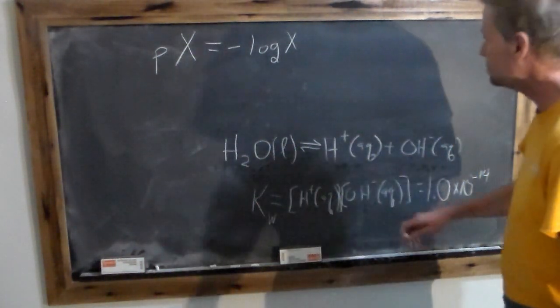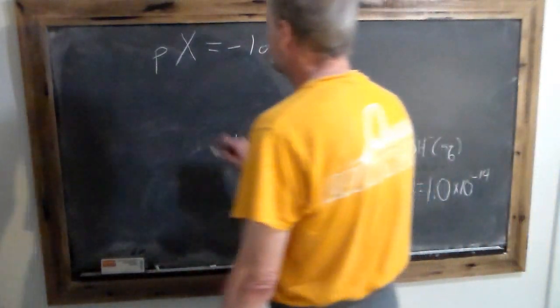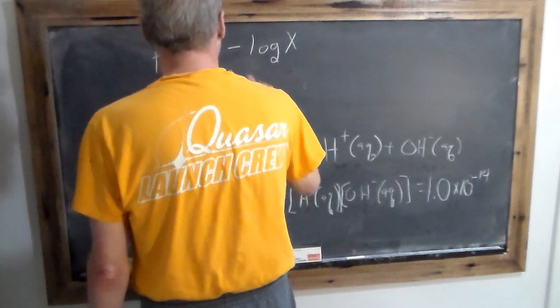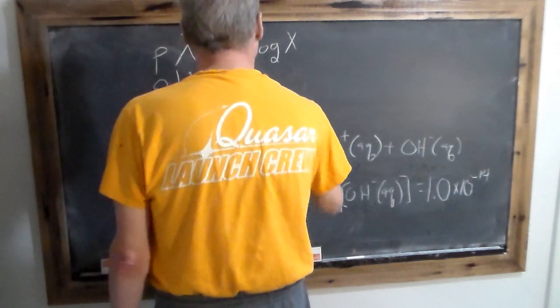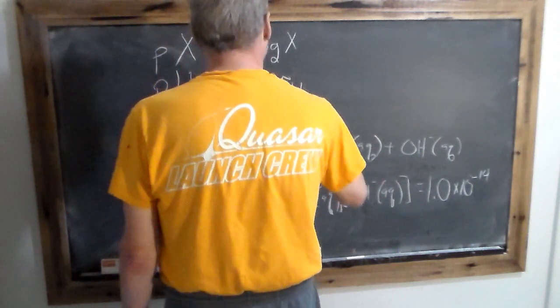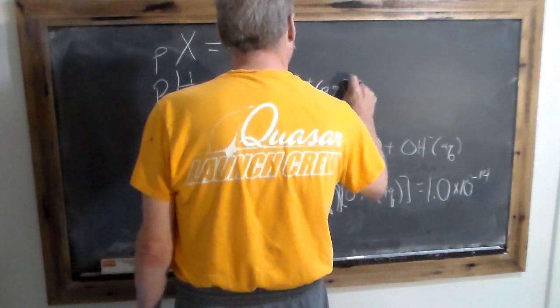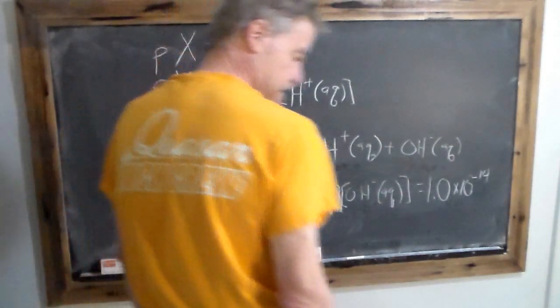Now, that means that pH, by definition, is negative log of the hydronium ion concentration. That's all it is.